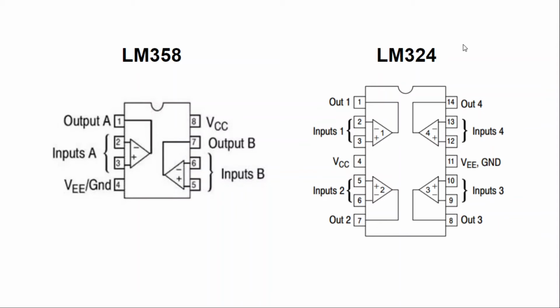Similarly, if you have LM324 with you, then you have to provide V plus to pin number 4 and V minus to pin number 11. So these are the differences in the connection.